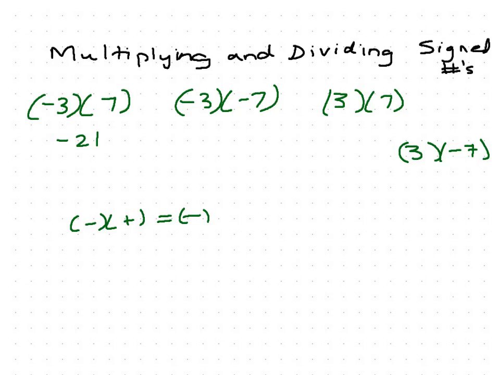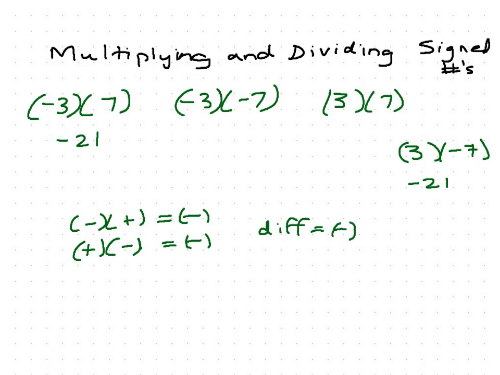The last example, let's work sort of backwards here. 3 times a negative 7, or a positive 3 times a negative 7, is 21, but it's also going to be a negative because the rule, a positive times a negative, is also equal to a negative. So basically, if the signs are different, then you're going to get a negative answer.